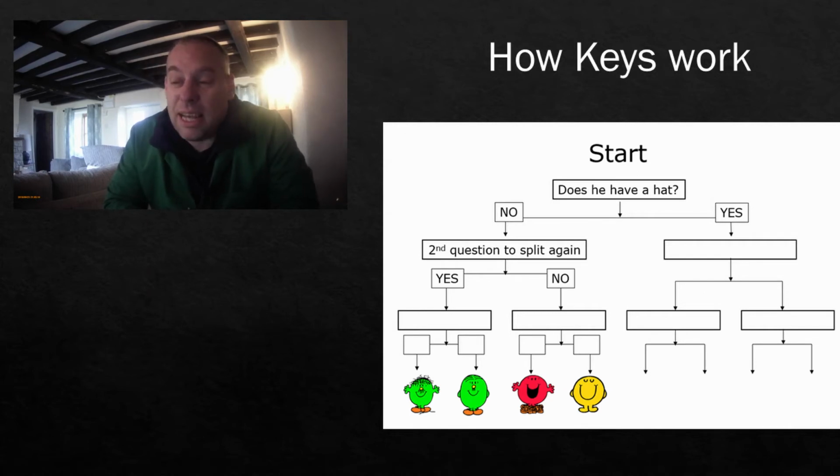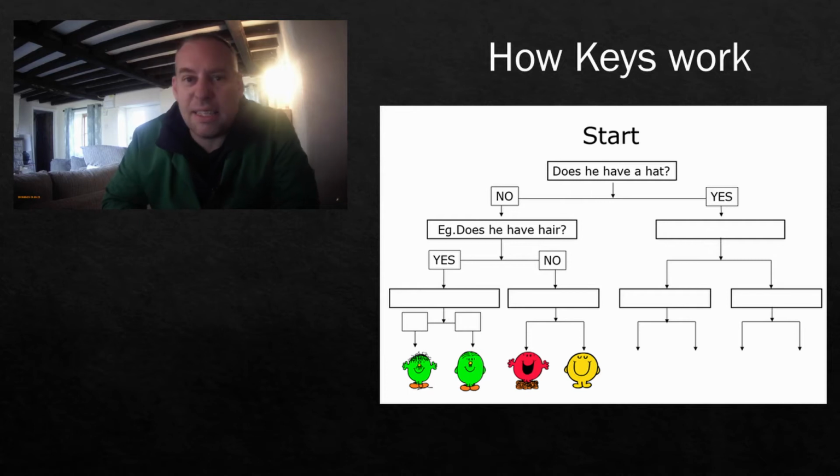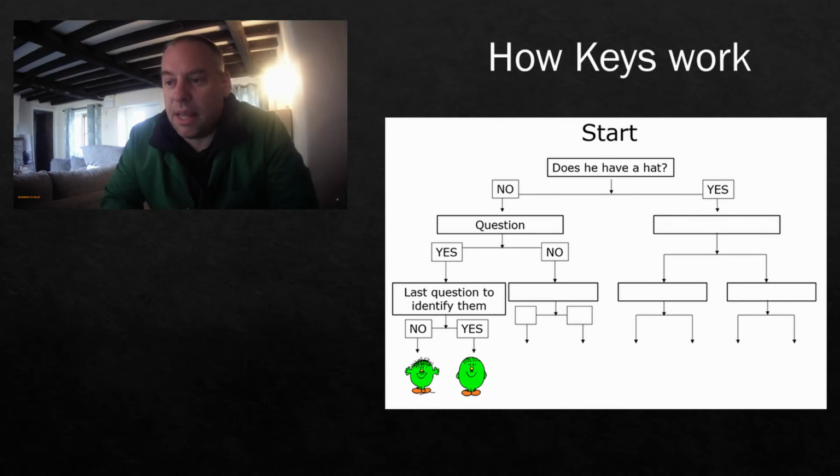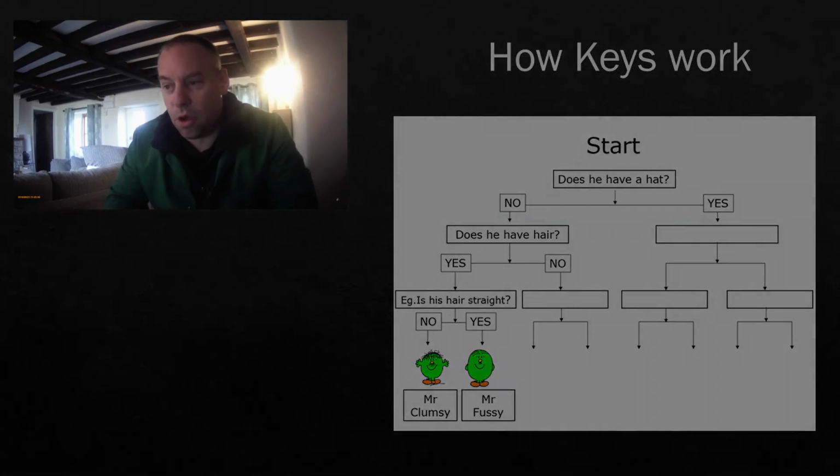And I need a second question now to split them again. The second question I'm going to use is, do they have hair? Again, it's a simple yes-no question. All those that are yes, we split them, and I need a last question to split them and identify them. The question I'm going to use is, is the hair straight? Yes or no? If the answer was no, then that's Mr. Clumsy. If the answer was yes, then that's Mr. Fussy. So we can build our key using questions that split whatever group we've got.